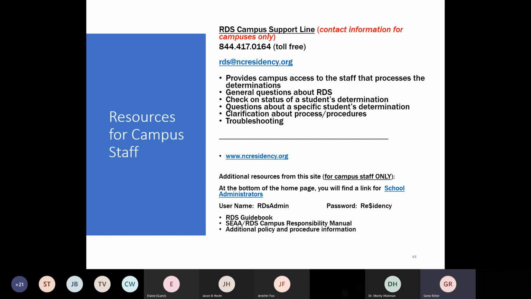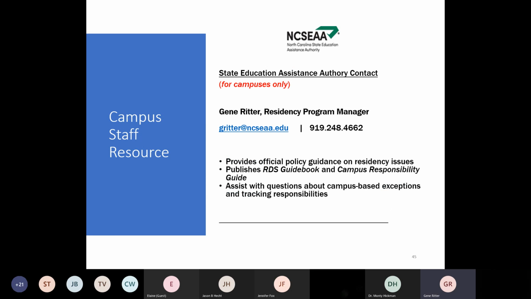Also on the public website, there is a link at the bottom. This gives you the password to some other campus manual. We're going to email these after this presentation, by the way, the guidebook and the campus manual. We'll talk about that. So that's unique for the campus. And my contact information is here.